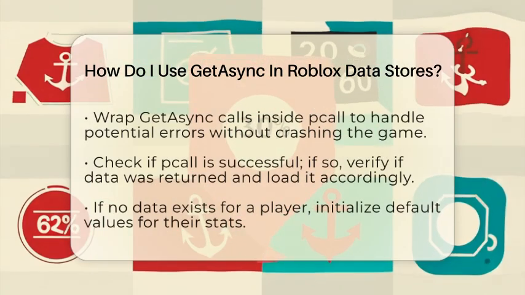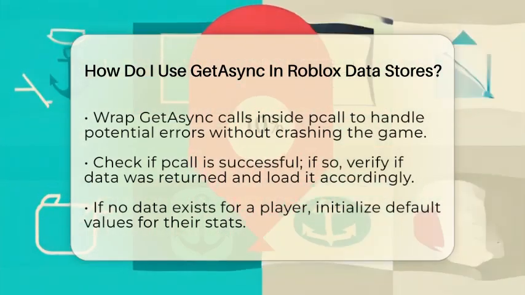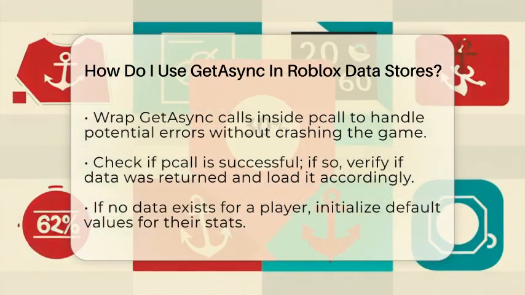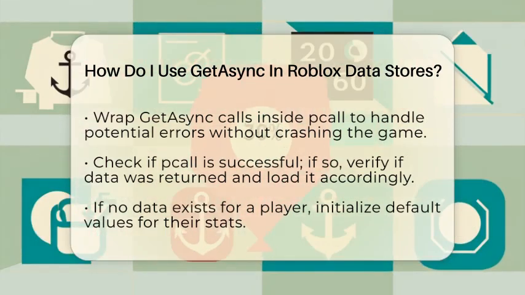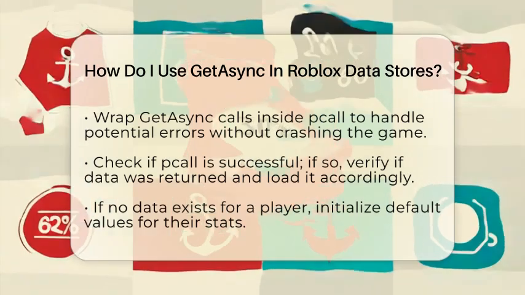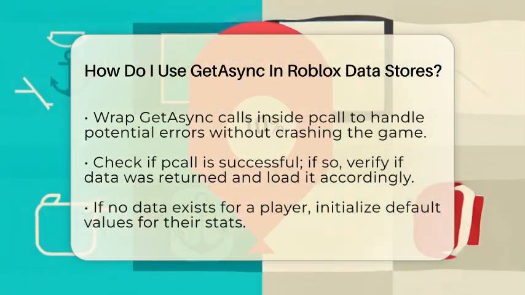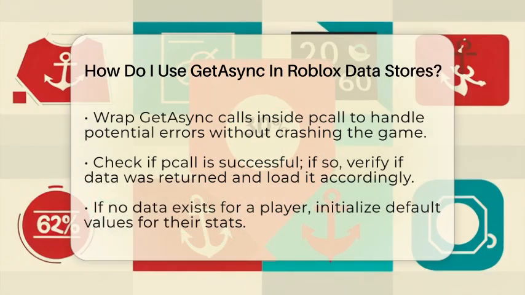Next, when a player joins your game, you want to load their saved data. You do this by calling the GetAsync method with a key that uniquely identifies each player. A common way is to combine a prefix like Player with the player's UserId, making a key like Player_123456. This keeps data organized and easy to find.